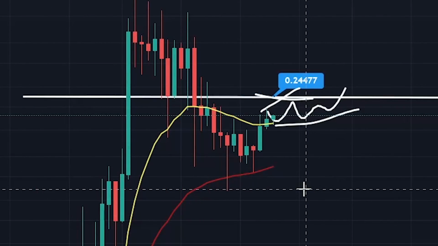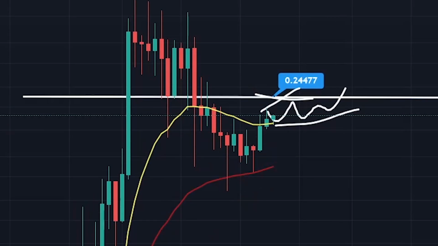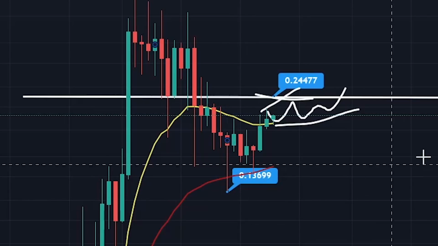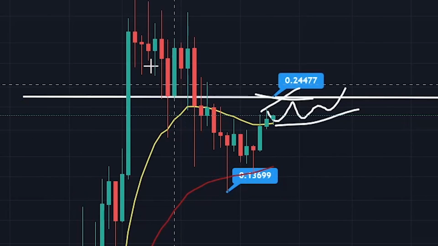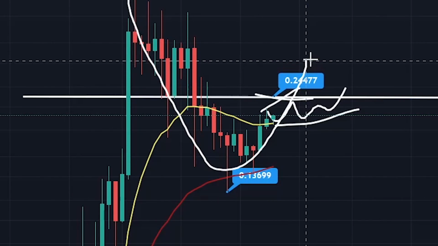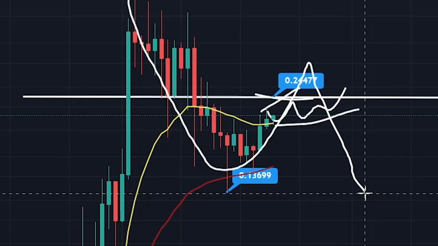But you do need to see this level held just there, because if you were to see the loss of this low right now for Hbar, which is at 0.136959, you will be looking at a bear market. Okay, so full transparency, your potential ABC correction, lose support, you're looking at the bear market.